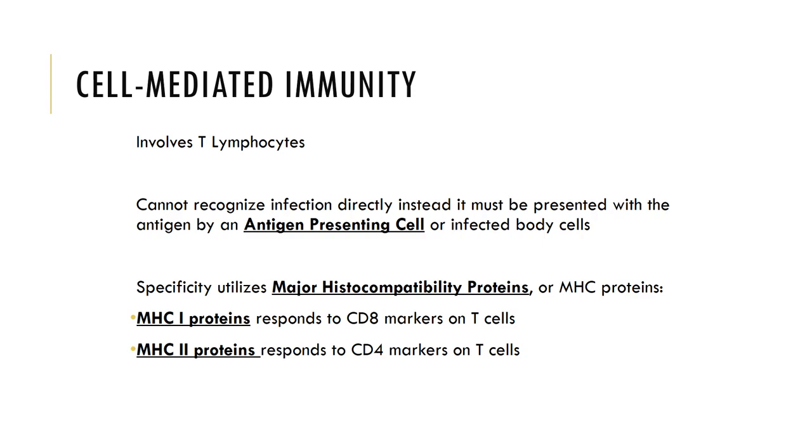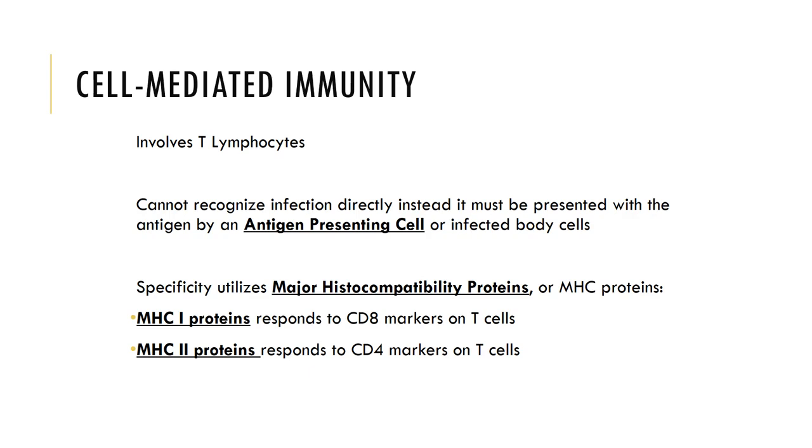Cell-mediated immunity is provided by the action of T lymphocytes, which are produced in the red bone marrow but mature in the thymus gland. T lymphocytes cannot recognize an antigen directly. Instead, the antigen must be processed and presented to the T lymphocyte by either specialized antigen-presenting cells, APCs, or infected body cells. Antigen presentation occurs when glycoproteins on the surface of APCs or body cells display an antigen or a piece of the antigen.